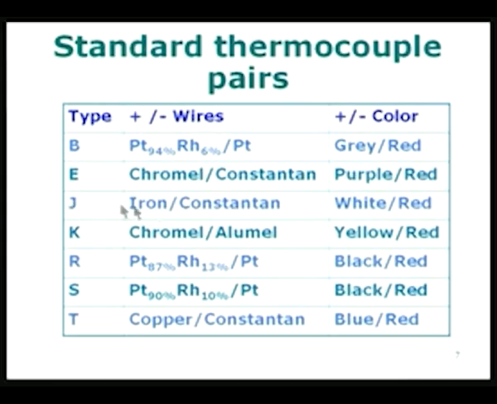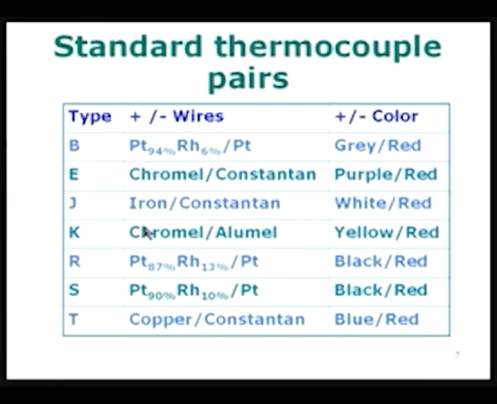Then J is the iron constantan. Again, if you go back to the previous slide, you will see that iron is very close to the top and the constantan is at the bottom. This also gives you a sizable output. In fact, chromel constantan, iron constantan, chromel alumel and also the copper constantan all have very high Seebeck coefficients.